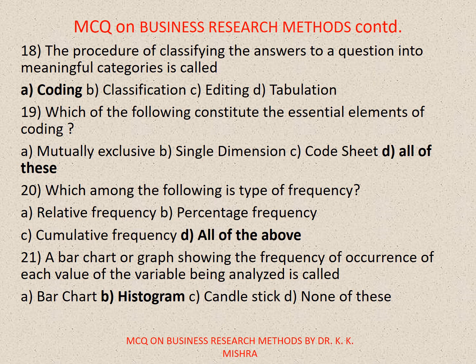Question number 21. A bar chart or graph showing the frequency of occurrence of each value of the variable being analyzed is called. Options are A. Bar chart, B. Histogram, C. Candlestick, D. None of these. Correct option is B. Histogram.